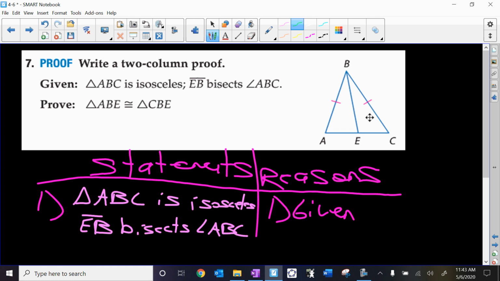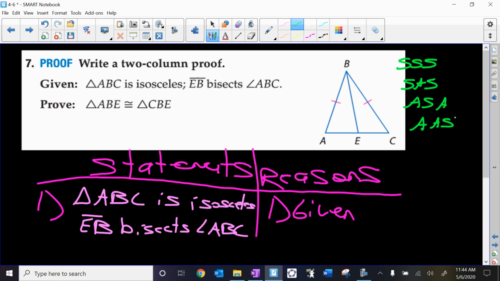congruent to CBE. So we're going to go back to our 4 methods, or 5 ways of proving triangles congruent, which are side, side, side; side, angle, side; angle, side, angle; and angle, angle, side.